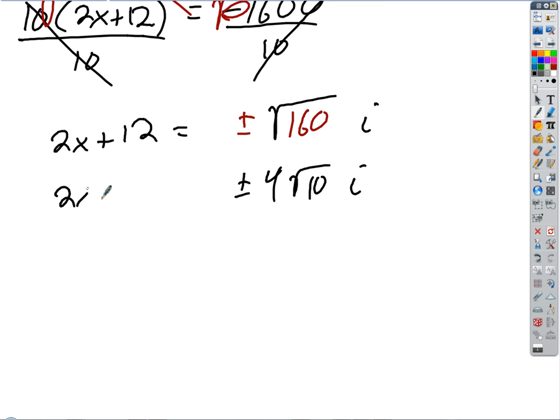So then, if 2x plus 12 equals that, what are the last two steps? Okay, subtract 12 from both sides. Where does the negative 12 go?